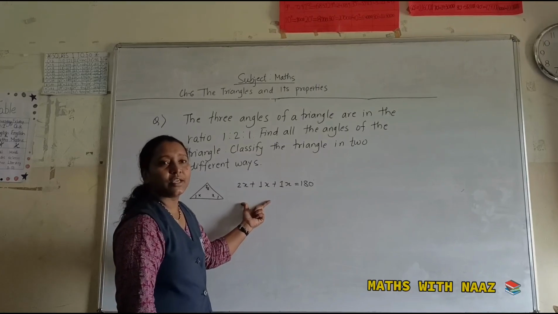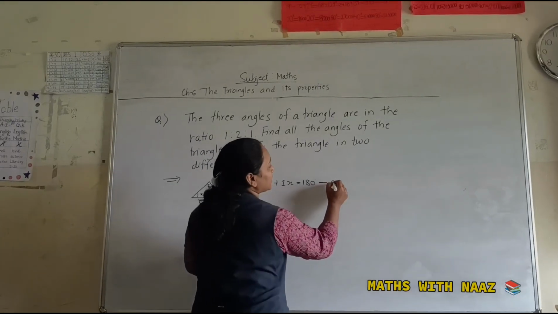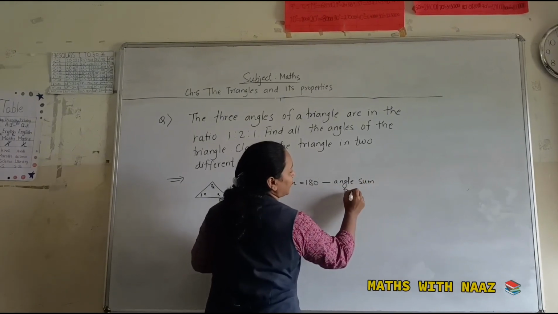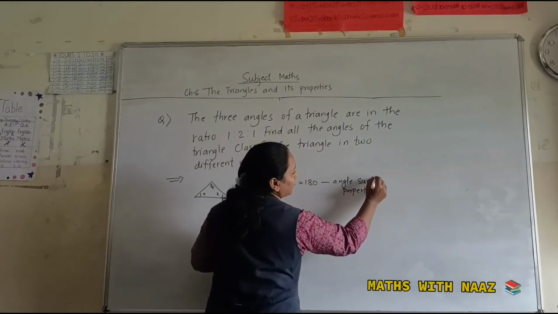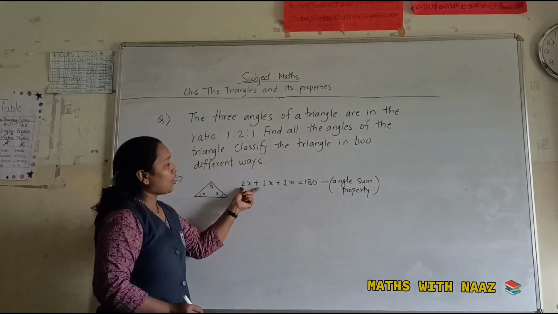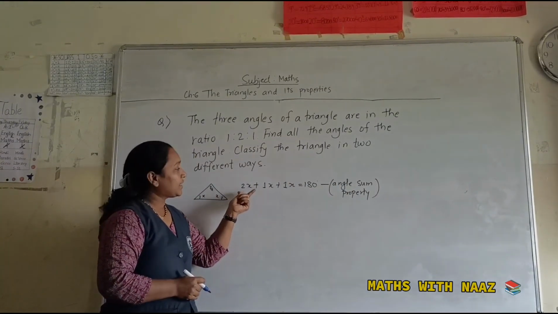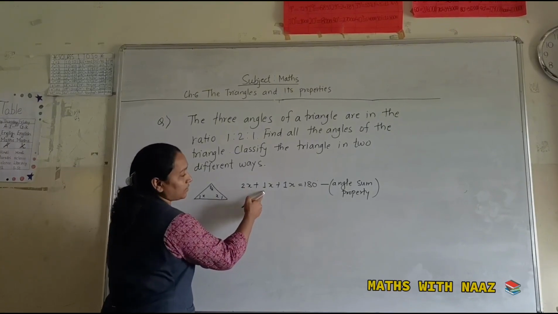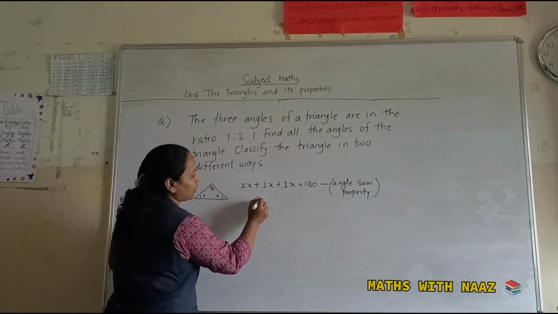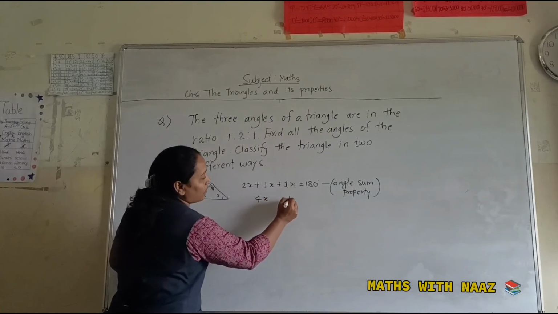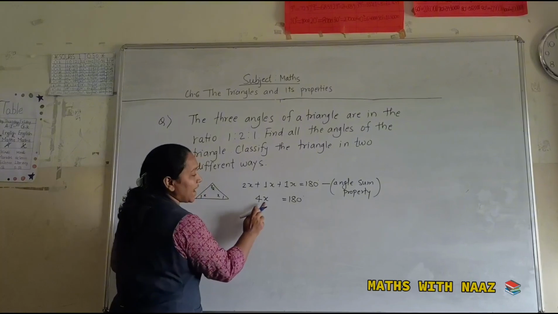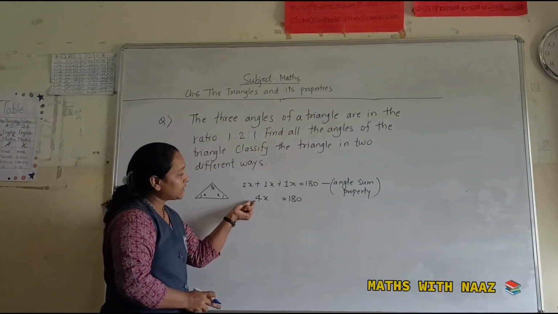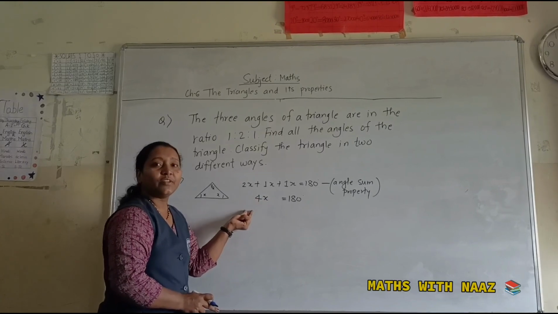Now which property do we use here? We use the angle sum property. Now all of this we have taken as x. x is an unknown number, so we will add this ratio: 2 plus 1 is 3, 3 plus 1 is 4. So this will become 4x is equal to 180 degrees. As we know, we have to find the value of x, so we will keep x as it is. This 4 is multiplied to x, so we will shift it.